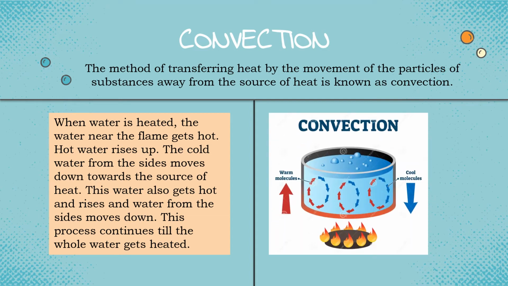Here's a little diagram, a visual representation of what we just talked about. As you can see, the warm molecules, which are represented by the little red arrows, are moving up, and the cool molecules, which are represented by the blue arrows, are moving down. And this process is going to continue on and on until all of the molecules, or the little arrows, are red or warm.